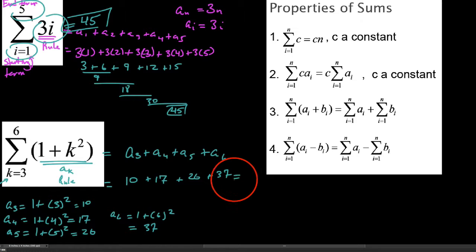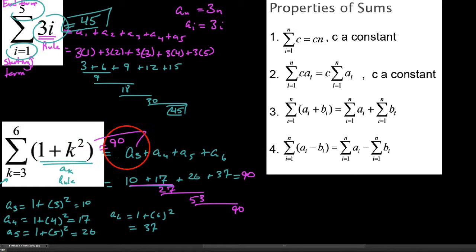So we're going to sum all of these terms up here. I suppose here we get a 27. Now 27 plus 26, that would have to be a 53. And 53 plus 37 is 90. So 90 is the value of this sum right here, but 90 is also the value you get when you add up the third through the sixth term of this particular sequence defined by this rule.